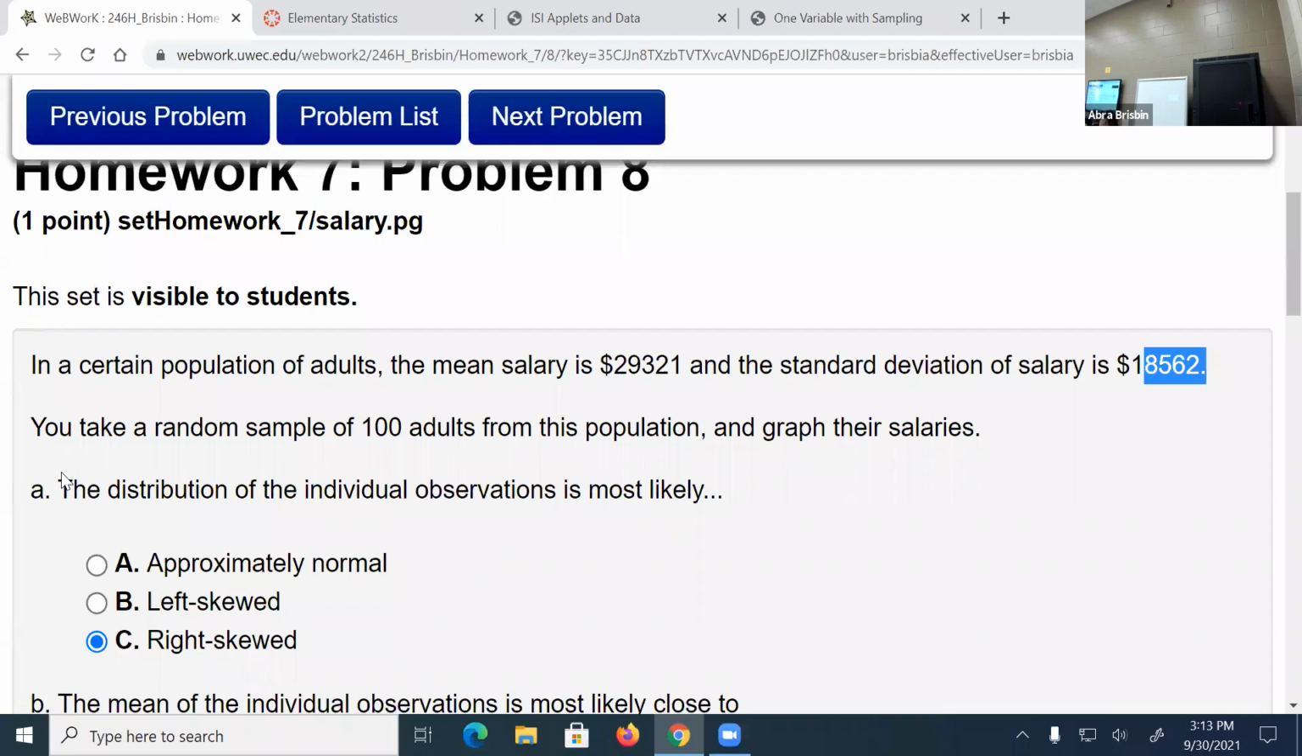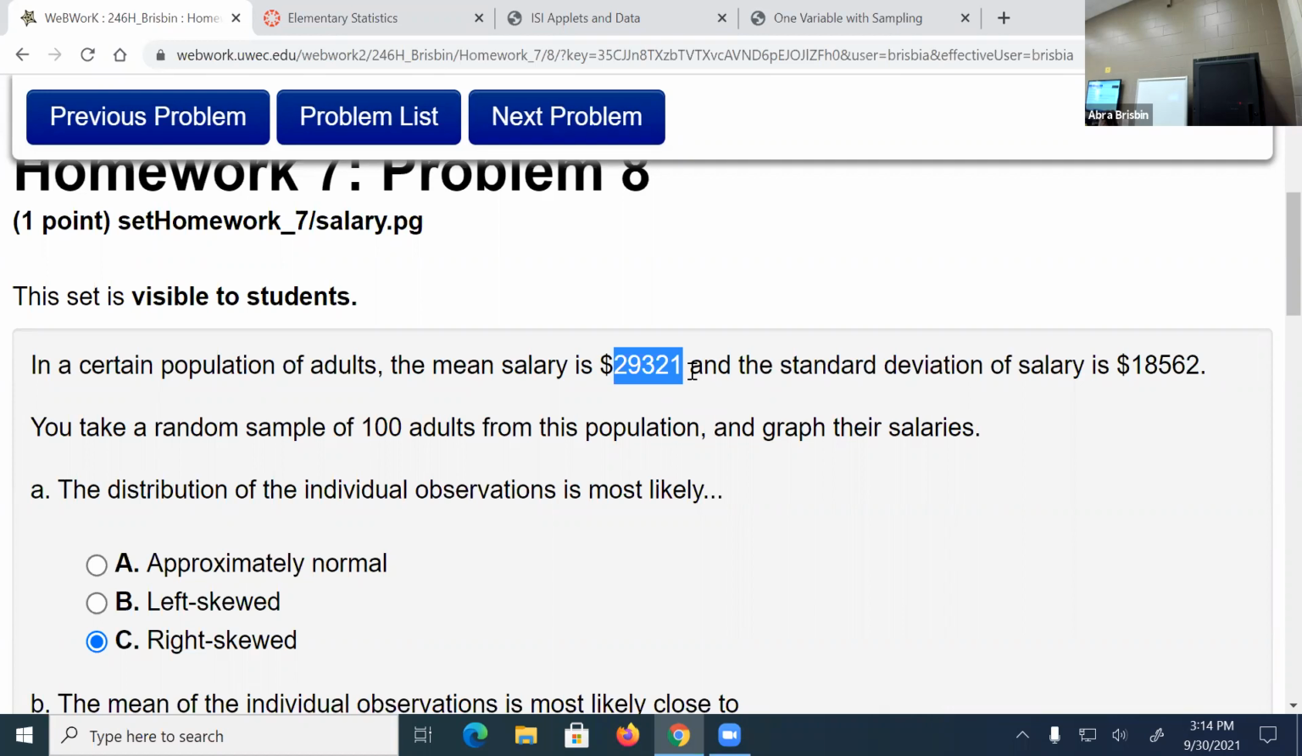In this problem, we have an additional piece of evidence that that's the case. And that is that the standard deviation is large compared to the mean. So the standard deviation is 18,000, the mean is 29,000. So if you think about what the empirical rule says, so here's our empirical rule, here's our mean, we'll call this 29,000. Suppose that the distribution were normal. So we could use the empirical rule. Let's just suppose that the answer was approximately normal.